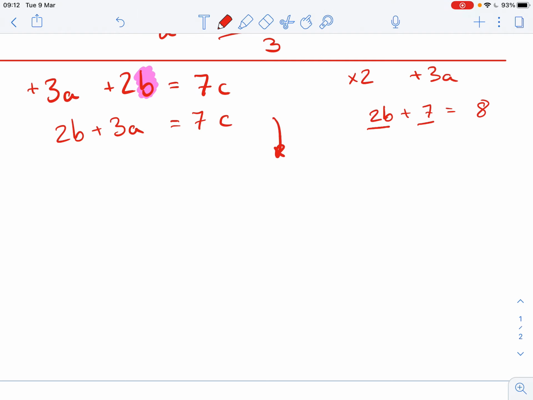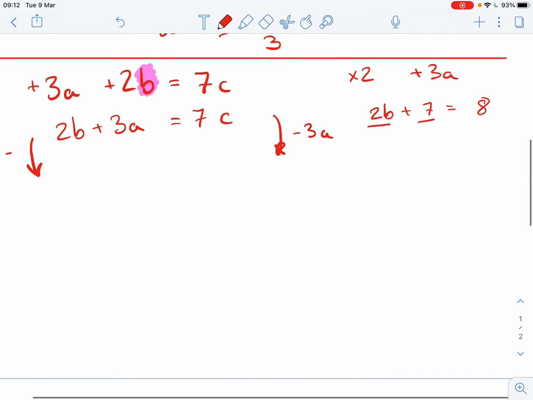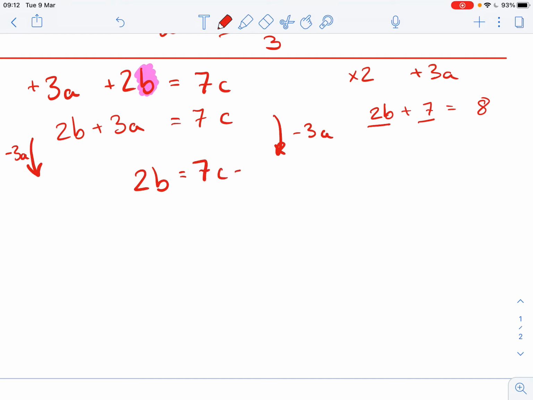So to change the subject here, we start off with minusing 3a. I'm going to skip the middle step this time, so the 3a would just cancel out now, and we'd be left with 2b on the left-hand side, whereas on the right-hand side, we would have 7c minus 3a. Started with 7c, take away 3a.